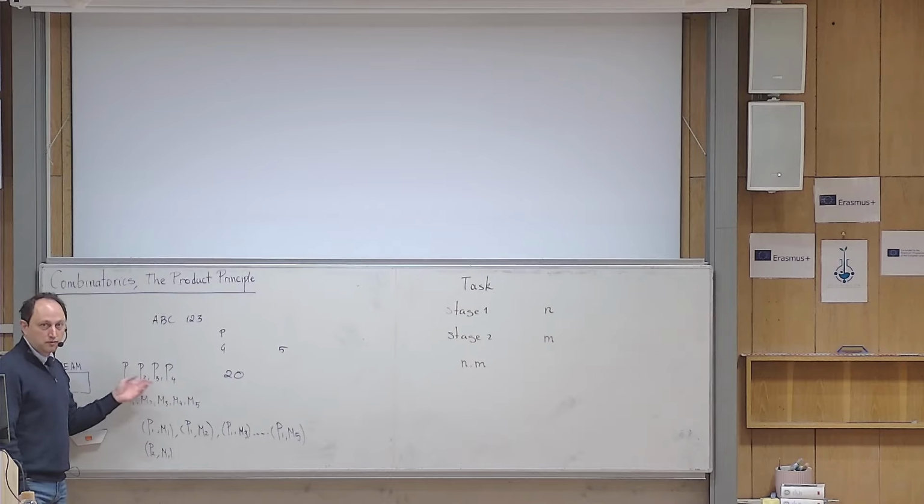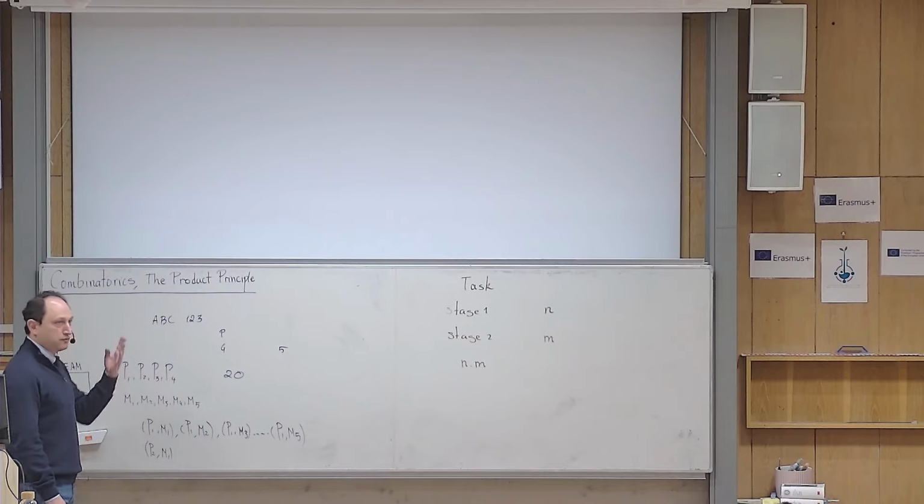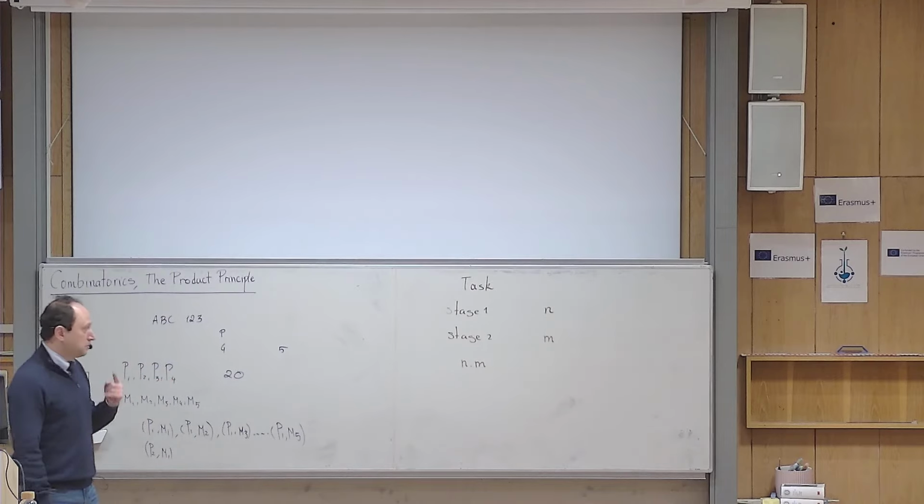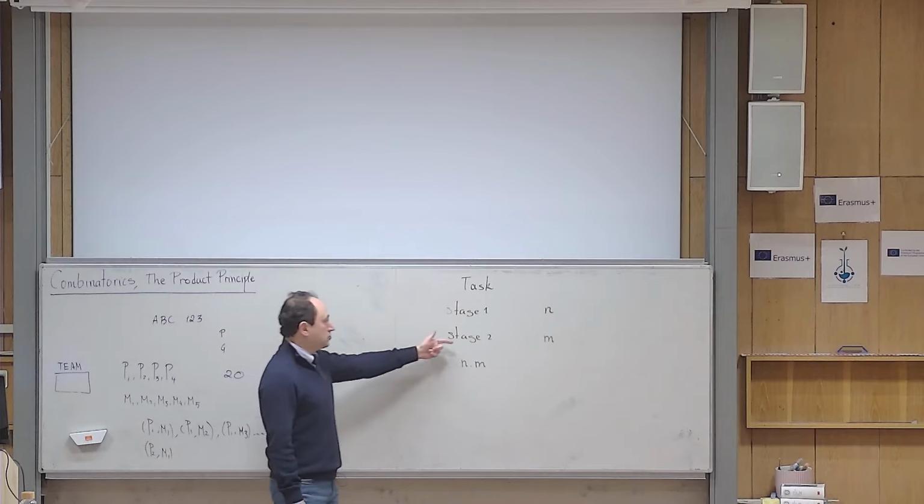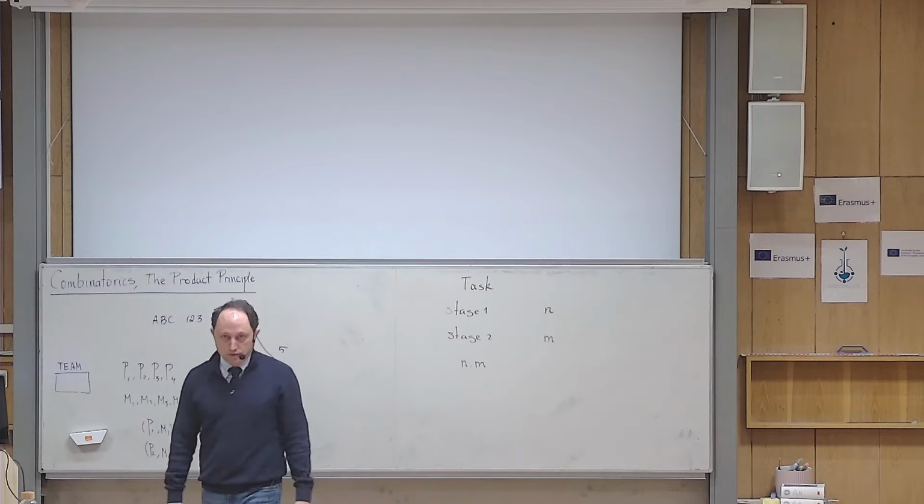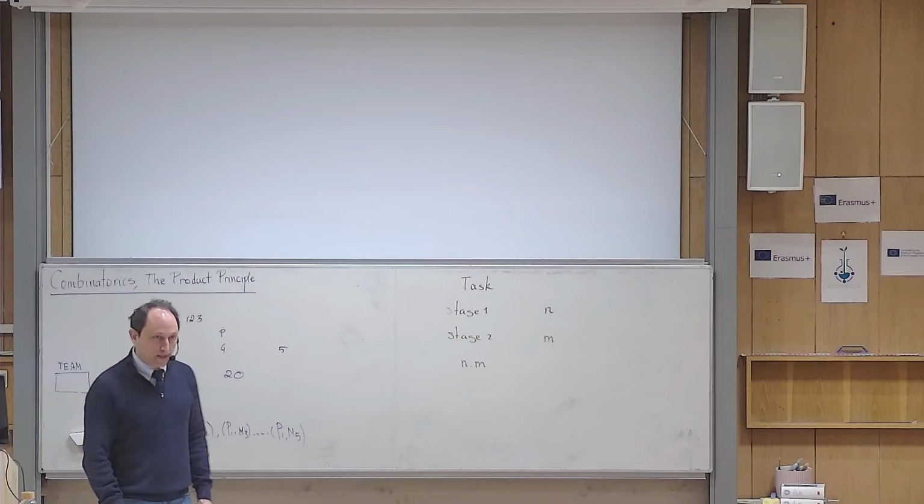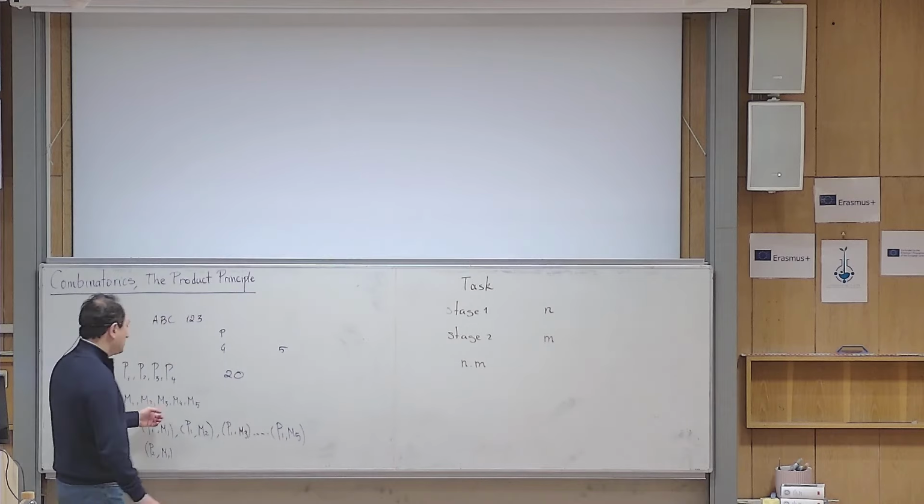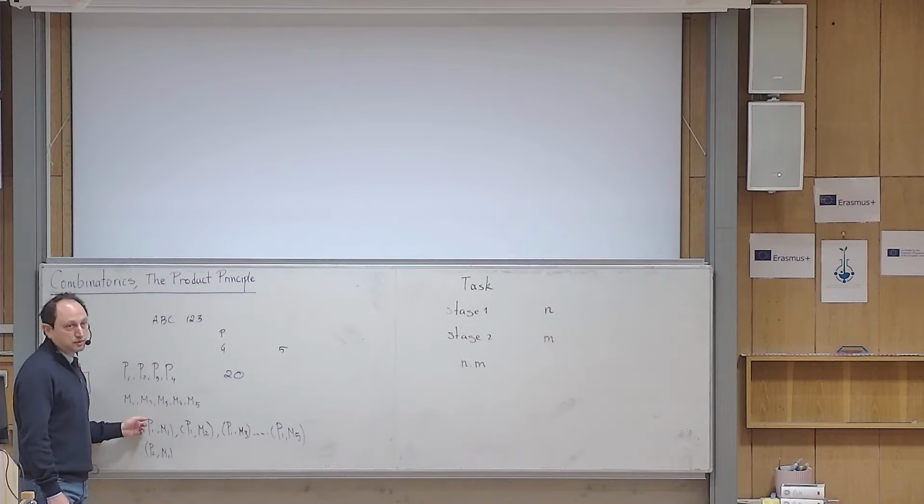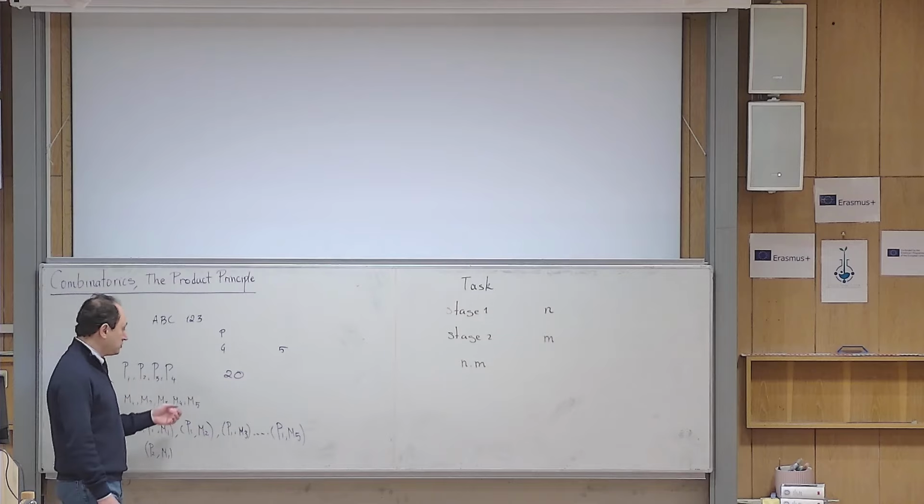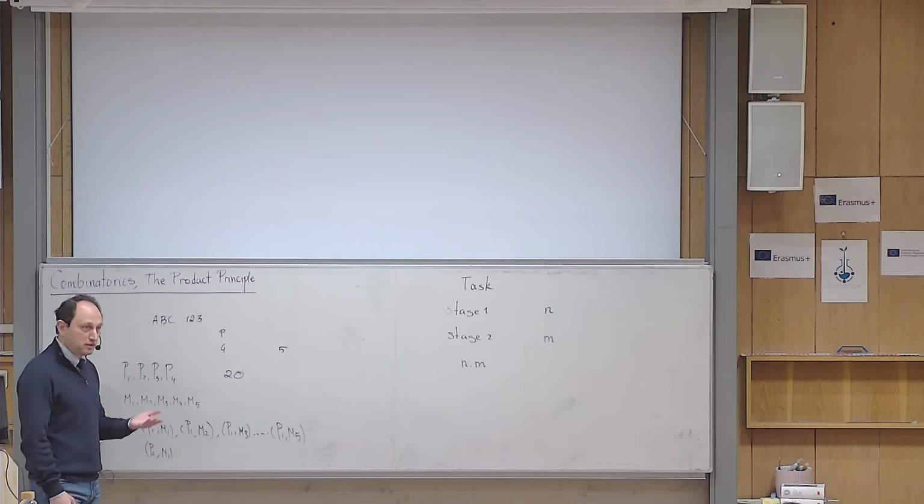Four. Because I have four physicists and I can choose any one of them, so I have four options. Okay? But when I go to stage two, what was stage two? Stage two was choosing a mathematician. In how many ways can I do stage two? Five. But when you say five, you have to be careful.